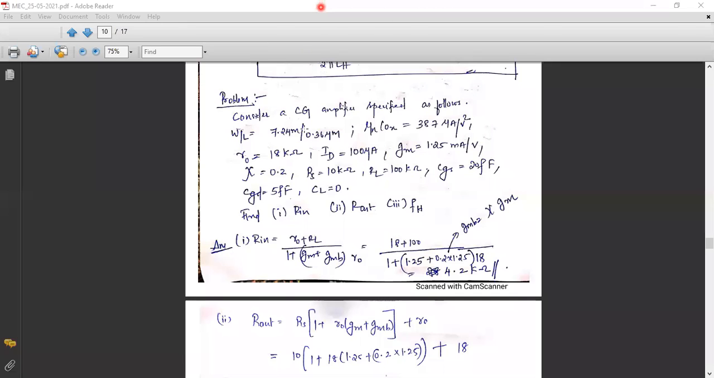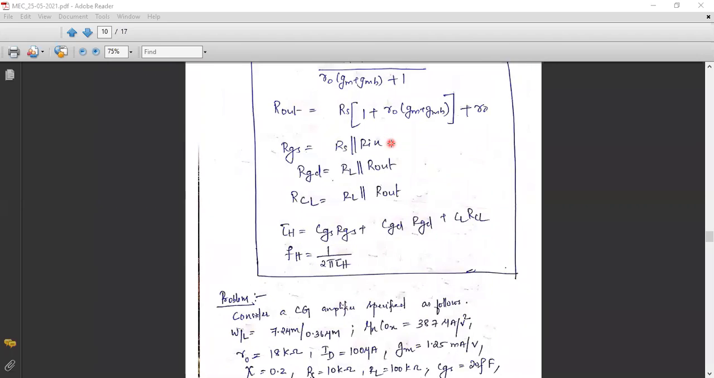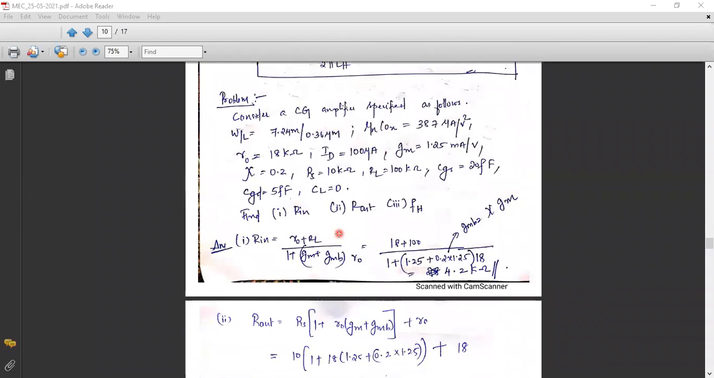Okay. The equation for Rn is given by, see the results and copy the equation as such: (R0 + RL) divided by (R0 into (GM + GMB) + 1). Now substitute the given parameters.